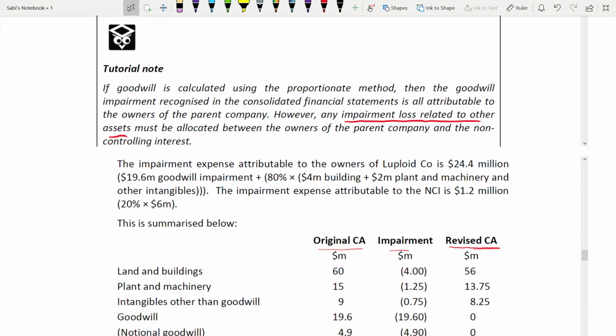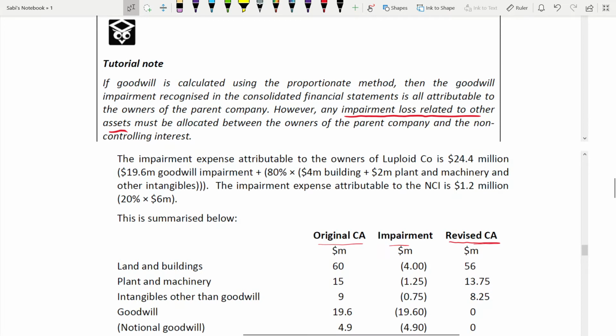Now you have to take the percentages of the parent and the NCI. The impairment, same as how we did for fair value, we have to take here also. So the impairment expense attributable to the owners of the Luploid is 24.4 million. They have shown how they got 24.4 million.